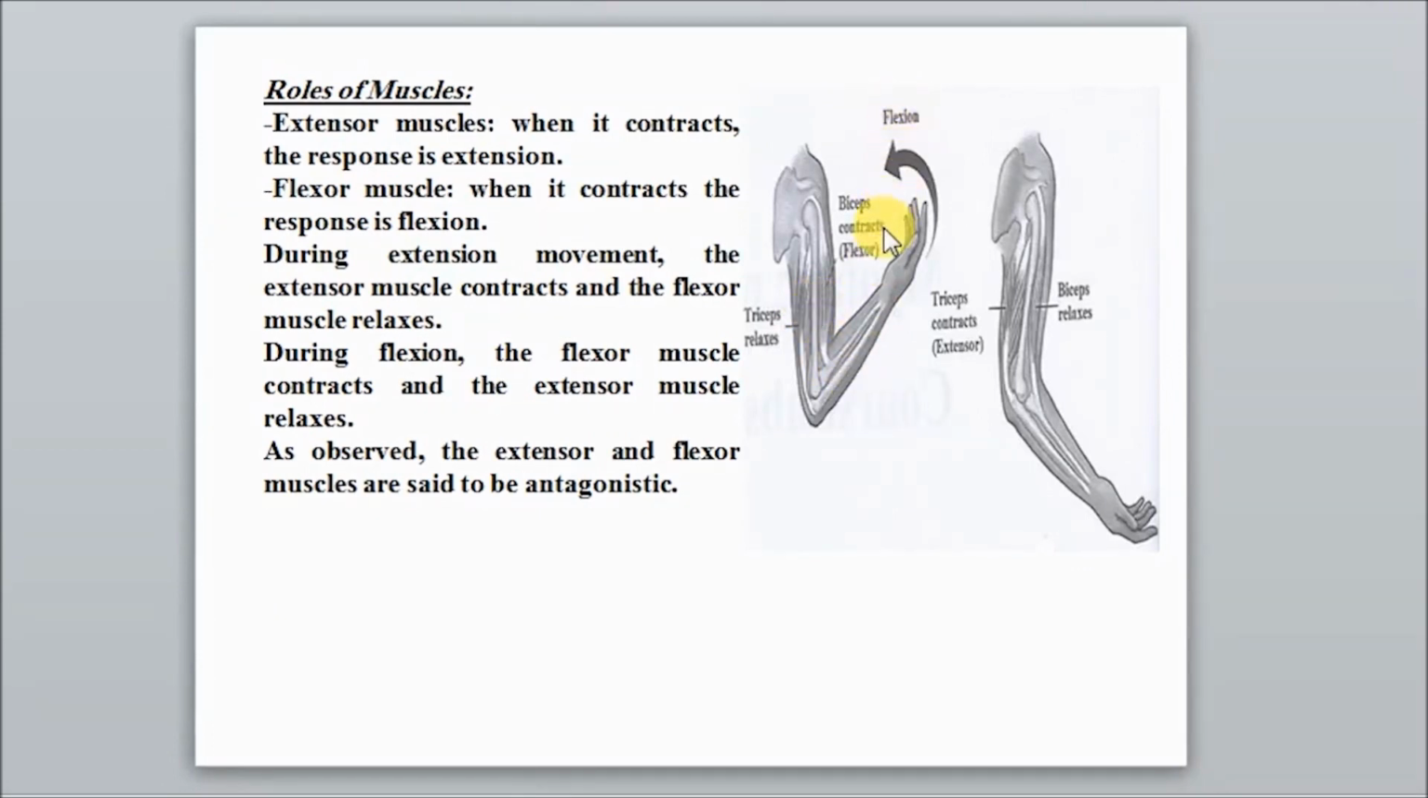Now, as you would observe here, we have a muscle which we call the bicep. It's going to contract. The bicep is a flexor muscle. So when the flexor muscle is contracting, the corresponding movement is going to be a flexion. Notice that the other muscle here, the tricep muscle, which is the extensor, is in a relaxed state.